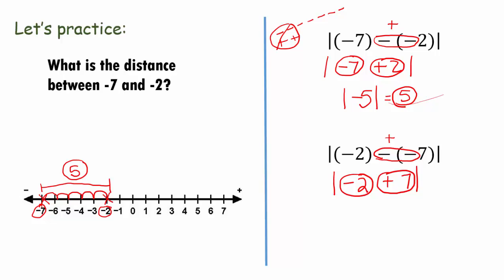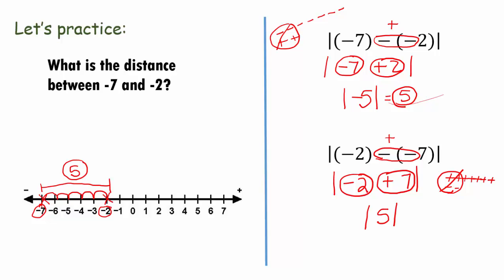Are those signs the same or are those signs different? Those signs are different. Find the difference. The difference between 7 and 2 is 5. What do you have more of? 1, 2, 3, 4, 5, 6, 7 positives, only 2 negatives. All right, I definitely have more positives. How many more positives? 5 extra positives.